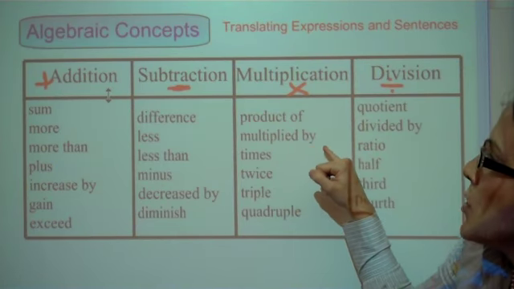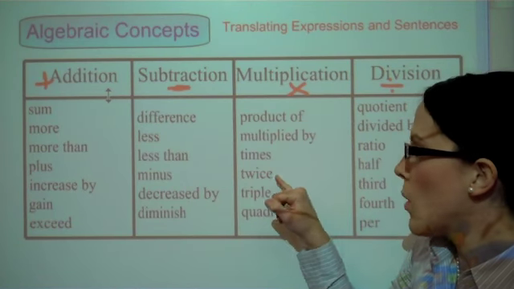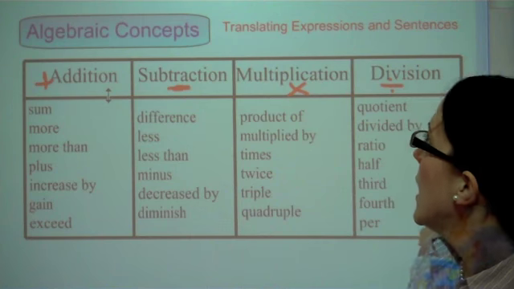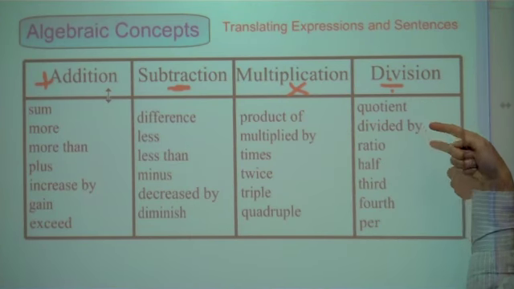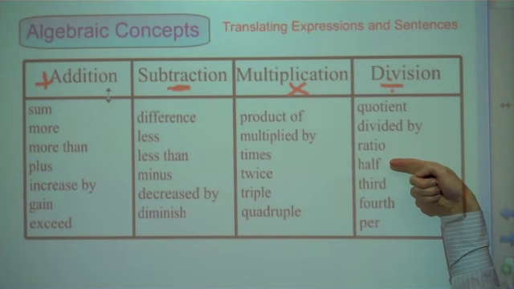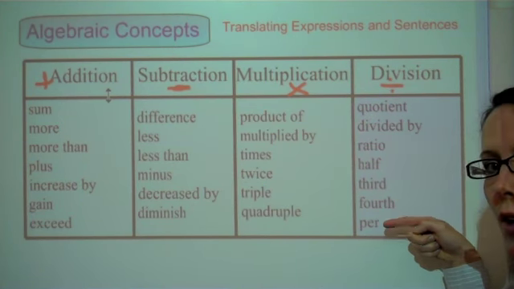Multiplication is product of, multiplied by, times, twice, triple, and quadruple. And finally, division. We have quotient, divided by, ratio, half, third, fourth, or per.